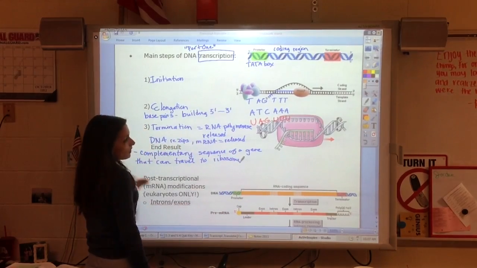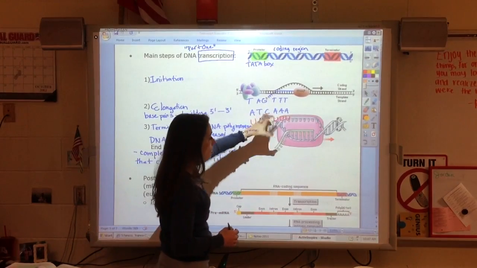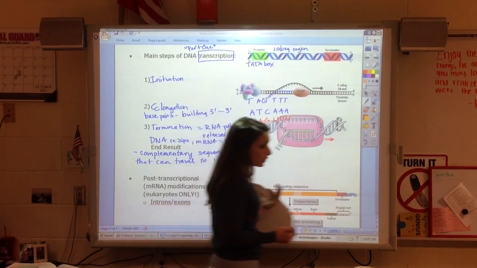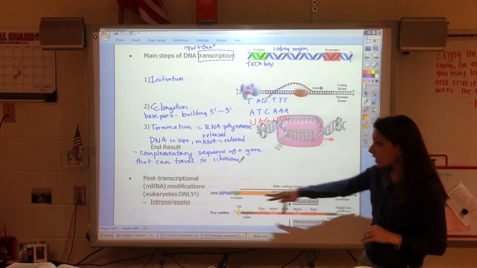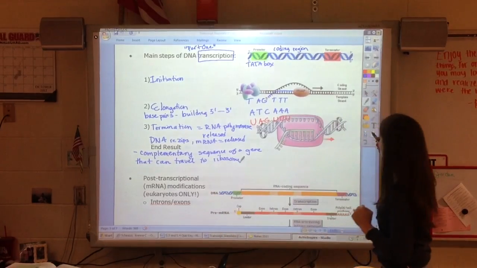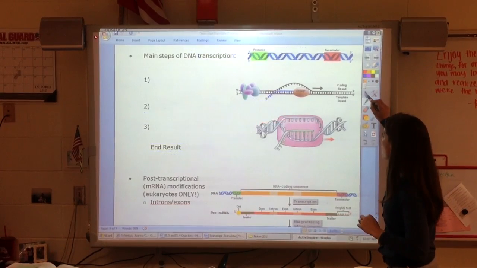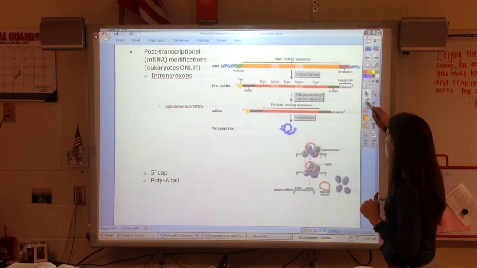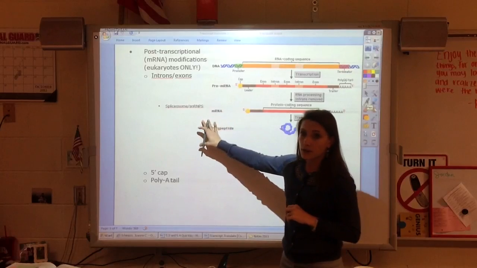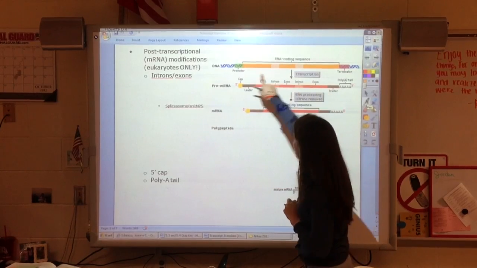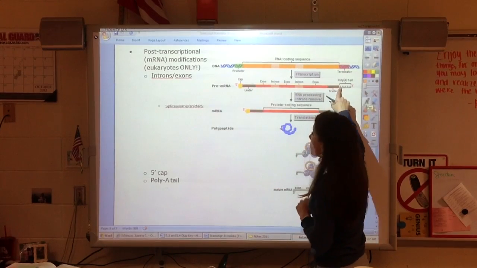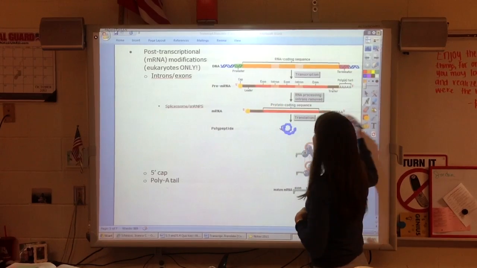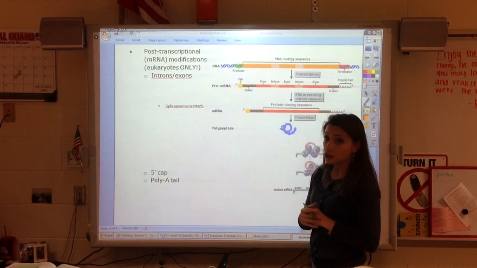And so this is kind of the end of transcription. The DNA will close back up and the mRNA will go to the ribosome. However, they have discovered that in eukaryotic cells, there is another step, and it's called post-transcriptional modifications. So at the end of this, what we actually have is an mRNA sequence. But in eukaryotes, it's called a pre-mRNA sequence because we are going to do some modifications.